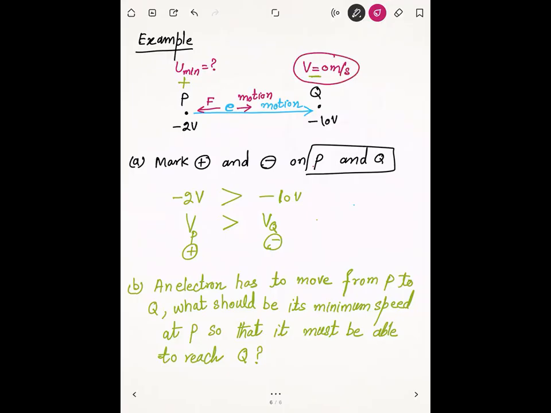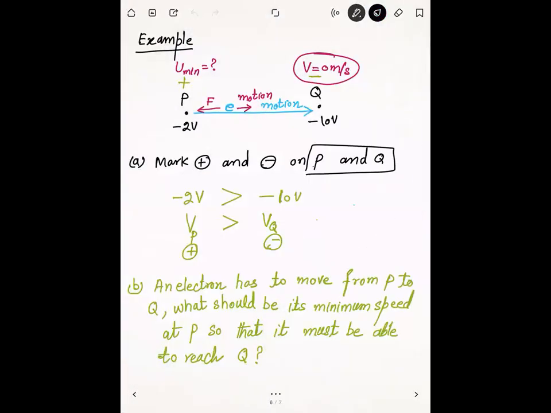When you have to calculate the minimum speed or just enough speed, you have to keep the final speed to be 0. So V is 0 and U minimum is to be calculated. So as a result, the formula here will become: the electron is gaining potential energy, so we'll say loss of kinetic energy is equal to gain of electrical potential energy. Before moving on, we should calculate the change of potential energy or the gain of potential energy.